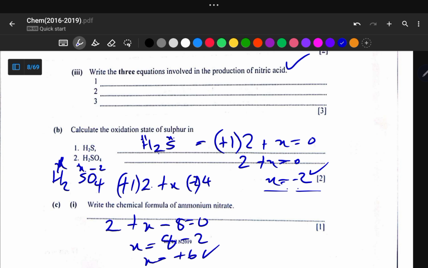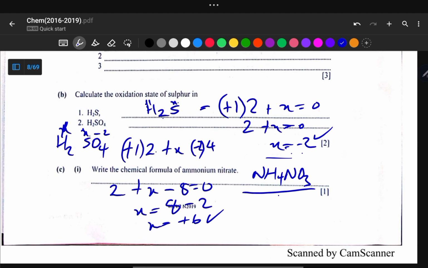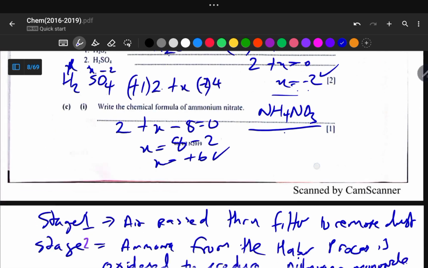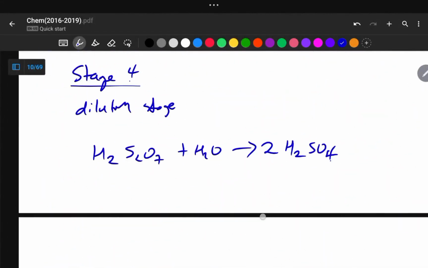And then write the chemical formula of ammonium nitrate, the ammonium ion and then the nitrate ion, right? So this is how you write a formula. If you haven't checked our playlist, we have a video which teaches how to write chemical formulas, a fast and easy way to write them. So now moving on to the next question.